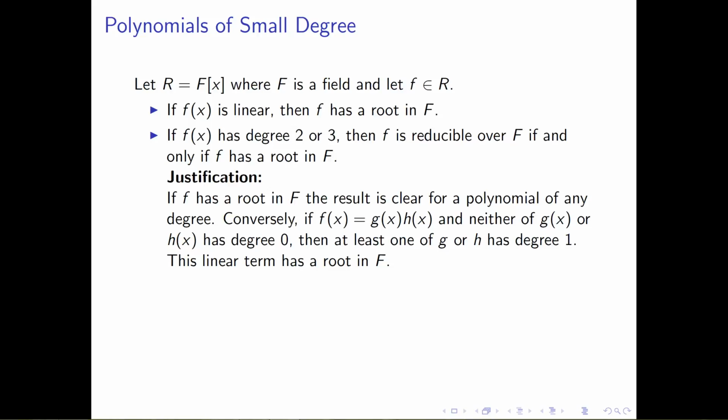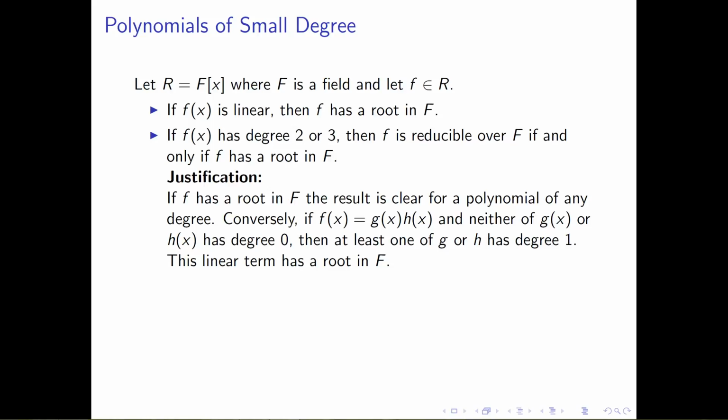Now, where this is really helpful, this particular statement: if f of x is a polynomial of degree 2 or 3, then f is reducible over the field if and only if it has a root in the field. This can be really useful when you're working over a finite field, because what it means is if I give you a polynomial and it has degree 2 or 3, in a finite field, all I need to do is run through the elements of that finite field and check to see if any one of them makes the polynomial 0 when I plug them in.